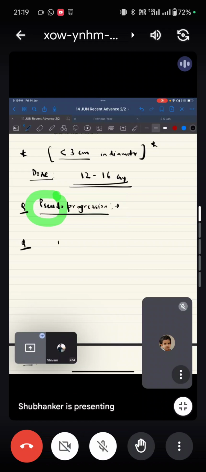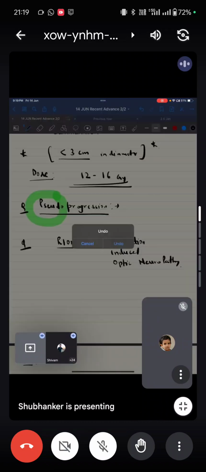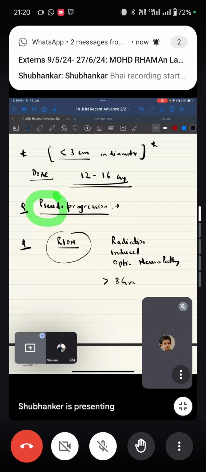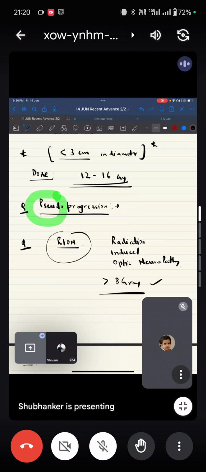One more question which can be asked, again a short form: what is RION? RION stands for radiation induced optic neuropathy. Okay? One extra thing they can ask you is, when will RION happen? What radiation dose is harmful, after which this can be caused? So after 8 grays. These are known complications. Got my point? So all these questions can be given to you.